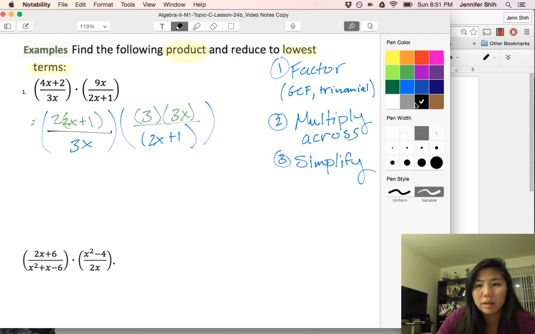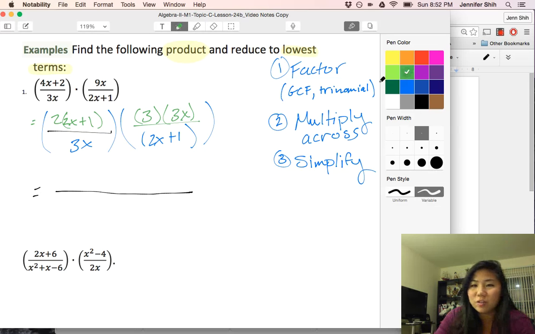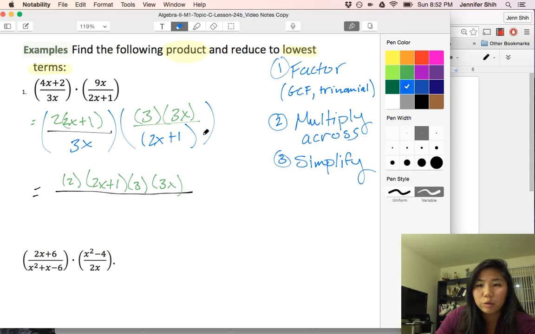Okay. Now, to simplify this, I'm going to multiply across. Now I'm going to draw a big bar, and I'm going to put all my factors together. I'm just going to copy down my factors: 2x plus 1, and then I'm going to reorganize: 3x over 3x and 2x plus 1.